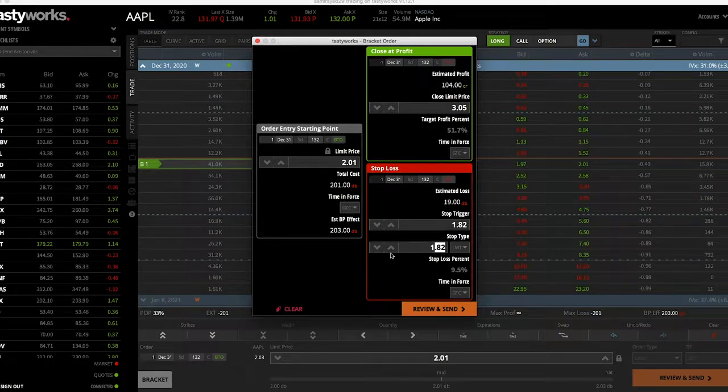Now, if 10%, a loss of $19 isn't much for you, and you're thinking, you know what, let's go to 15%, then that's absolutely fine. You just need to make sure you are consistent with your stop loss percentage and you're consistent throughout your trades. If you set it at 15%, make sure you do that consistently for every trade.